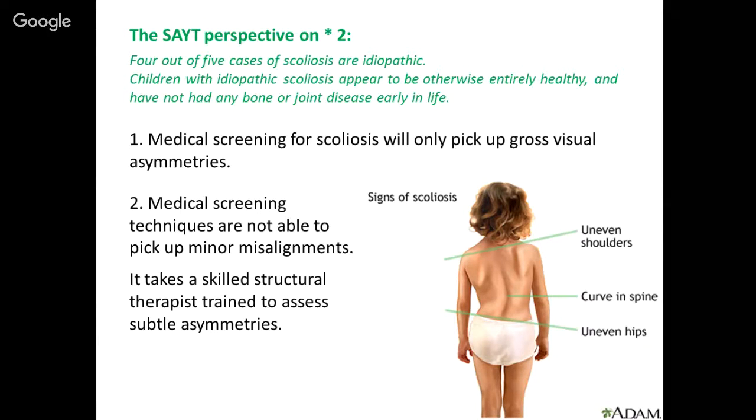And then point number 2, so 4 out of 5 cases are idiopathic, in children that appear to be otherwise entirely healthy and have not had any bone or joint disease early in life. So the screening for scoliosis will only pick up gross visual asymmetries like uneven shoulders, a big curve, uneven hips, the protruding shoulder blade, as we saw. The medical screening techniques are not able to pick up minor misalignments. It takes a skilled structural therapist who is trained to assess these subtle asymmetries.